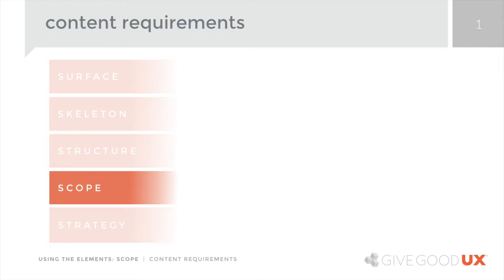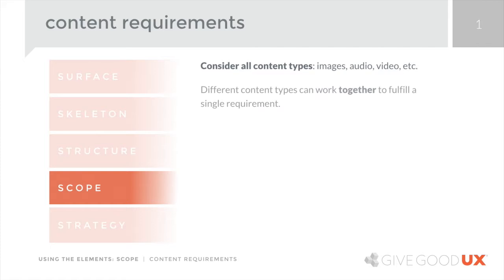While we typically think of content as text-based, images, audio, and video are also all content types, and they're all things that have to be considered. Because in many cases, all these different content types wind up working together in order to fulfill a single requirement or a single feature specification.